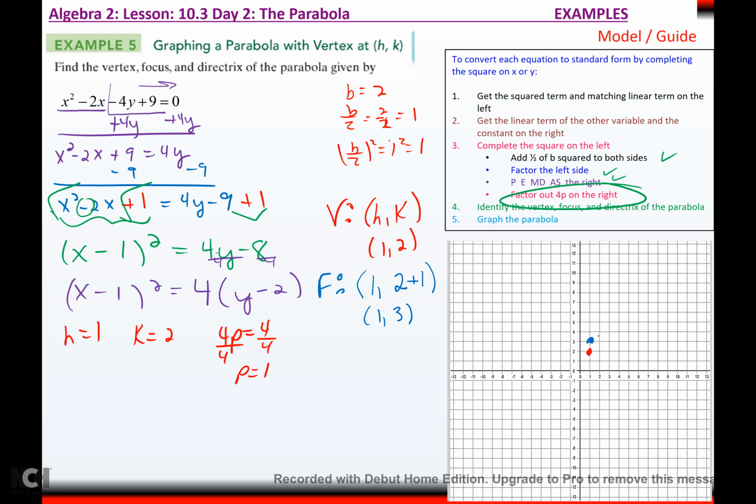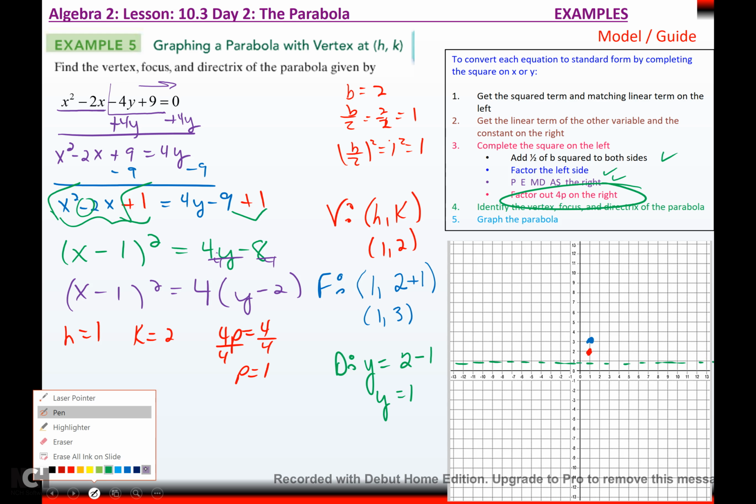There's my focus. My directrix, when x is squared, starts with y equals, because it's going to be a horizontal line, and you take your original k, which is 2, and you subtract p from it, which gives me y equals 1. So if I go to 1 on the y-axis and I make a horizontal line through it, there's my directrix.